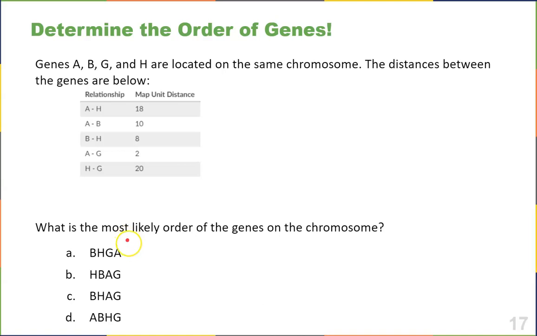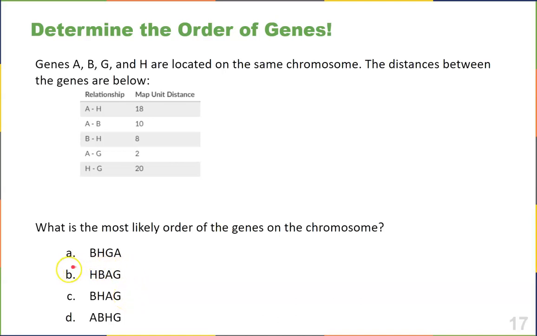So let's look at our answer choices. A and G are next to each other, next to each other, next to each other. So we can go ahead and cross out D because it has A and G really far apart. Okay, so let's see. I like to go for the largest number next, which is 20. So H and G are going to be the furthest apart from everybody. A and G are close together, but H and G are very far apart here, and somewhat far apart in this one.